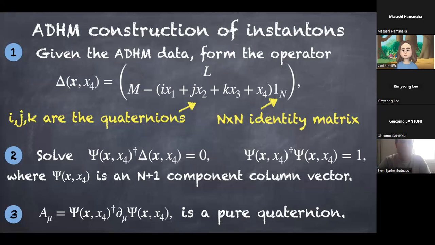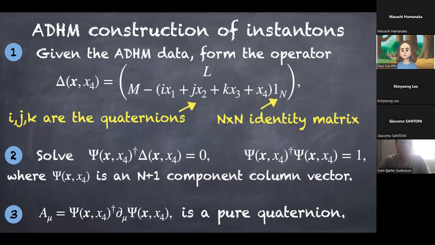And then step 3 is, once you've found that psi, you have to differentiate it and multiply on the left by psi dagger. So that's step 3. That gives you an explicit expression for A mu. So everything here involved quaternions, and the A mu that you write down there is a pure quaternion.